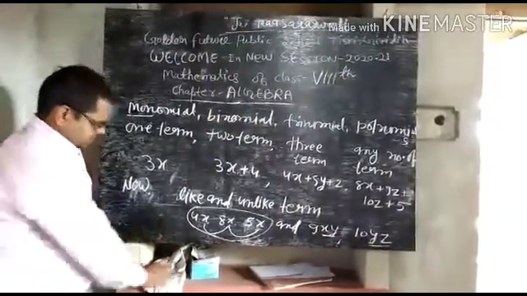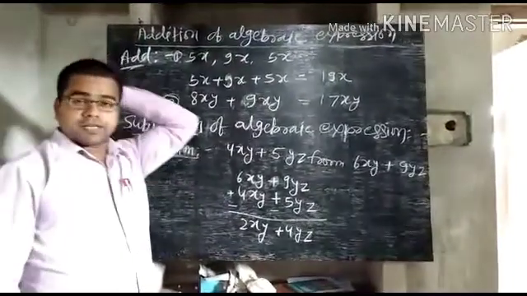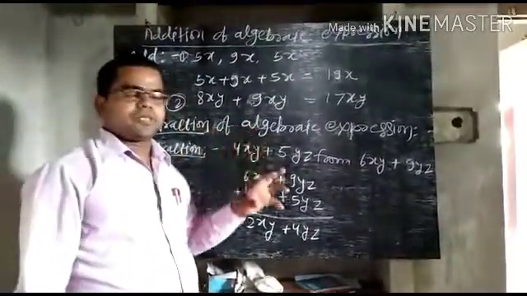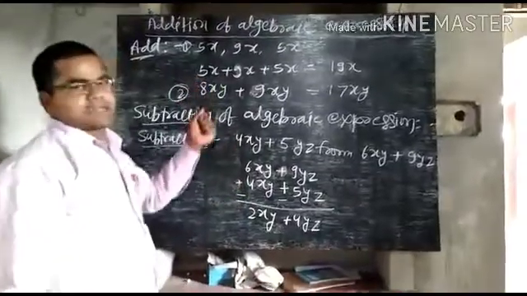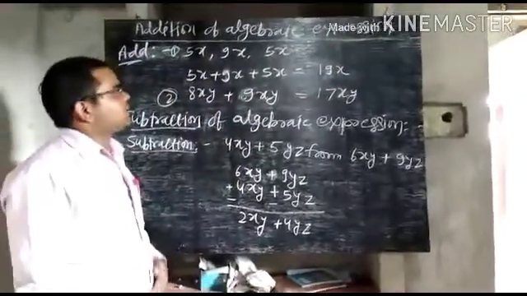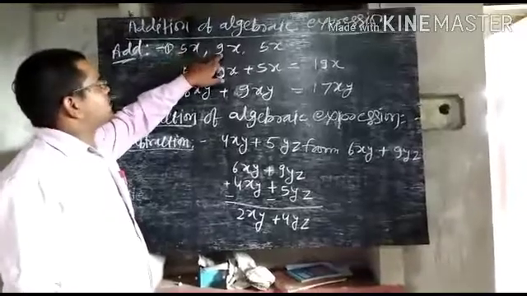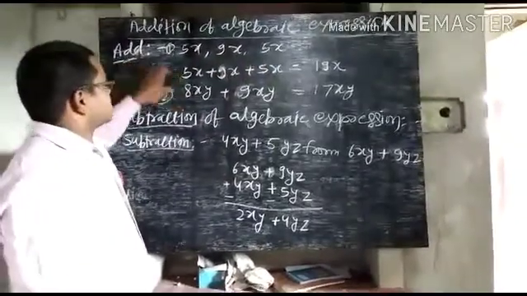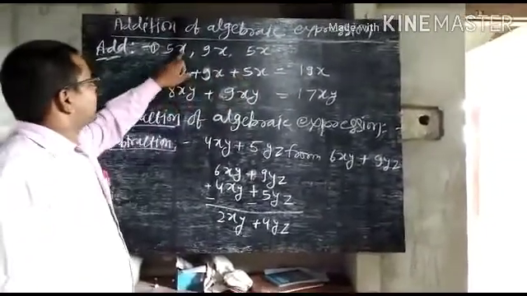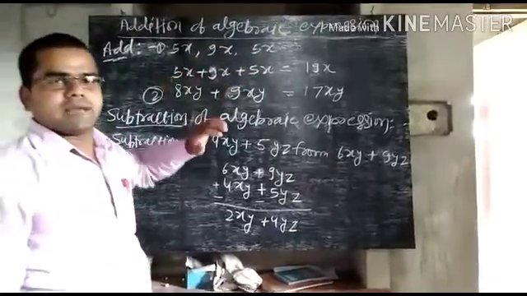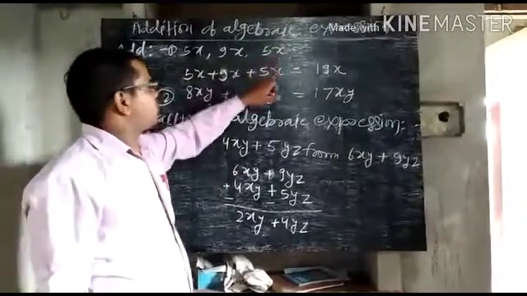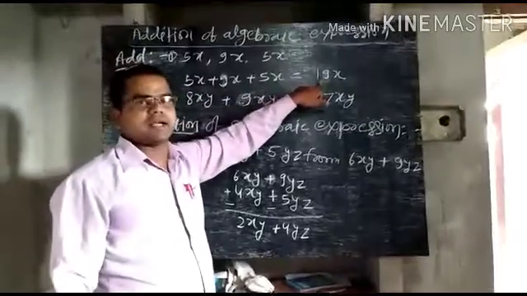Okay. Next thing. We add with the same symbols, that is the same algebraic expressions. Now we discuss additions of algebraic expressions. For example, 5x plus 9x plus 5x. We see x, x and x. All are the same, that is like terms. We have discussed in this class that x terms are like terms. So we add like terms, and we get 19x.